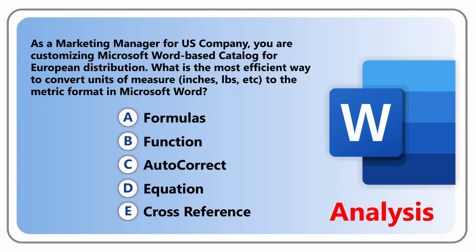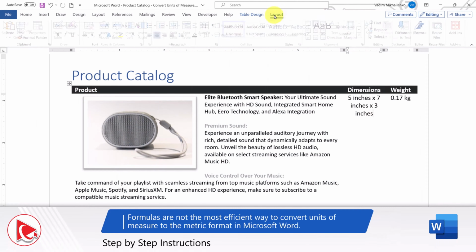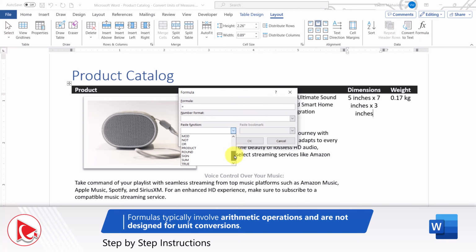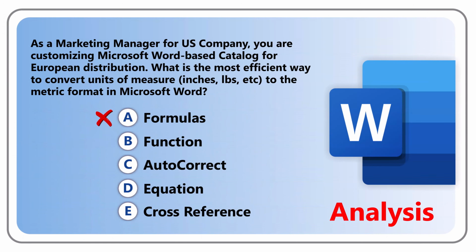I think formulas are used for mathematical calculations, but they are not the most efficient way to convert units of measure to the metric format in Microsoft Word. In fact, formulas typically involve arithmetic operations and are not designed for unit conversion. Choice B, function, is also incorrect.